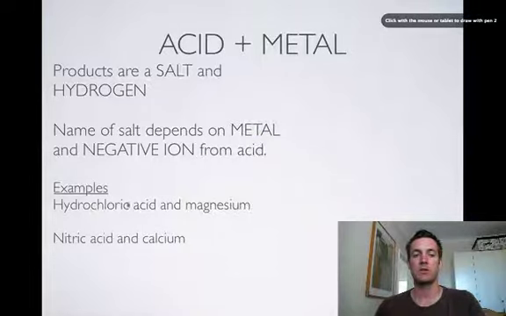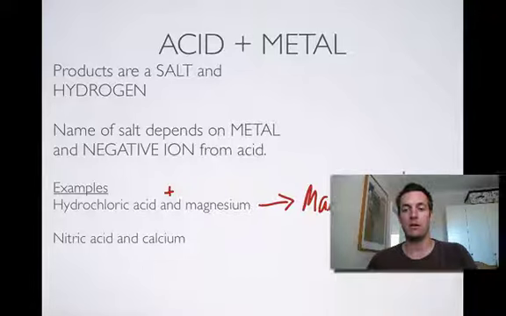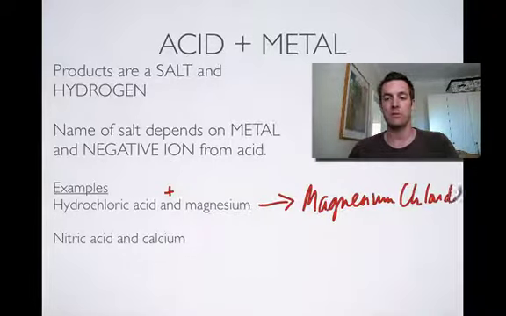So for example, if we use hydrochloric acid and magnesium, pretending that this is a chemical equation, we're going to end up with magnesium chloride because we've got the negative ion from hydrochloric acid, so magnesium chloride and hydrogen. Remember, I'm just going to write it as H2 here. Remember that it is a diatomic molecule.